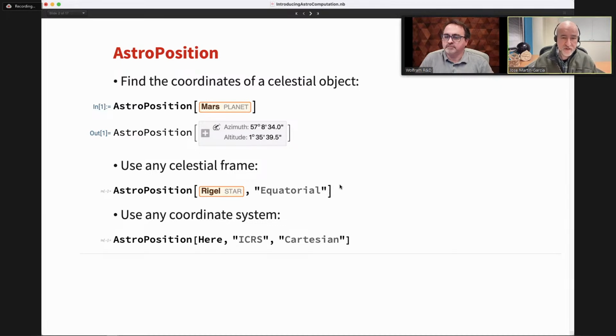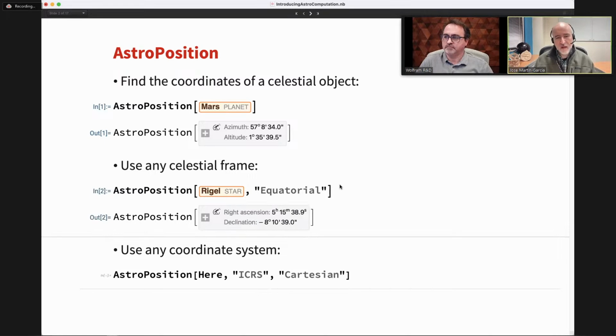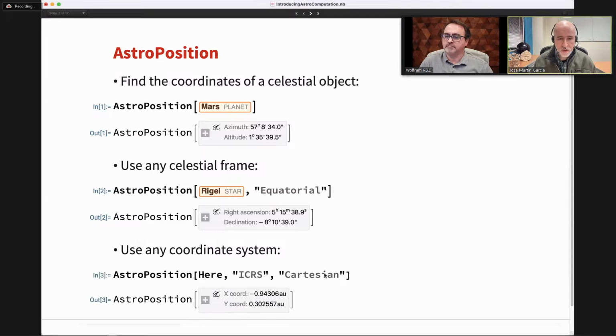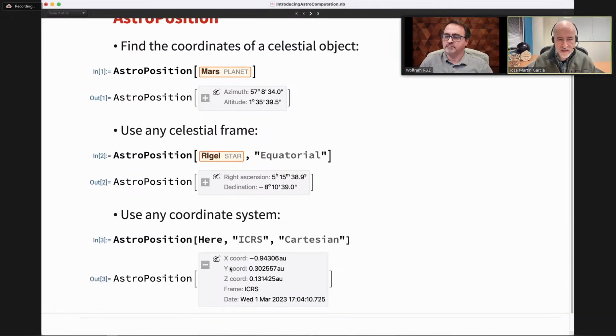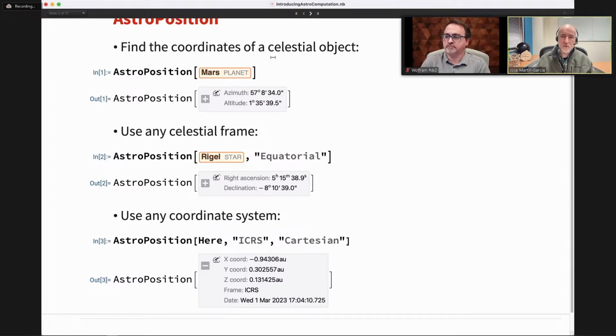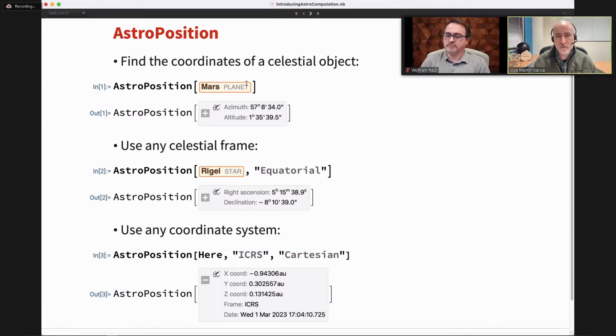You can use any celestial frame, for example, this will return equatorial coordinates like right ascension and declination. Or we can also use the ICRS system, which is a frame centered at the center of the solar system. Now we ask that the coordinates be returned in Cartesian coordinates. If you click here, we can see the X, Y, Z coordinates in astronomical units computed in the ICRS frame, the International Celestial Reference System, as computed on this date. So these are very simple examples of how we use this very powerful function, AstroPosition.